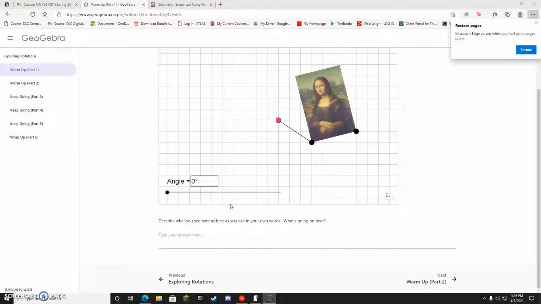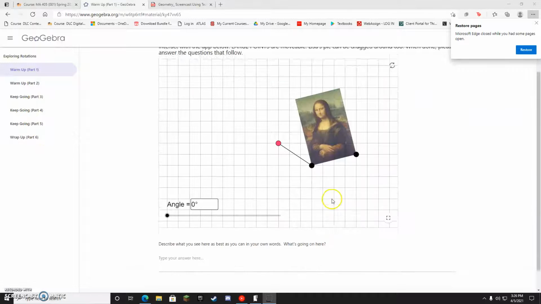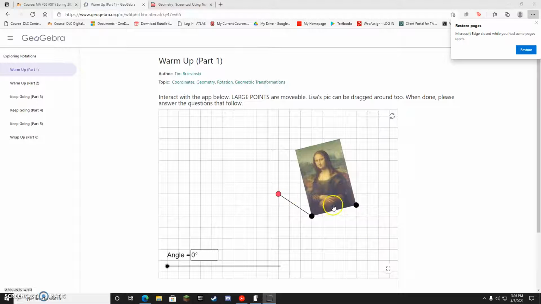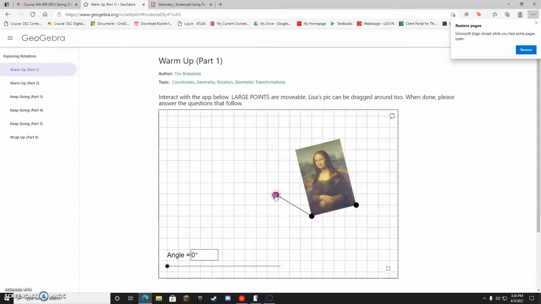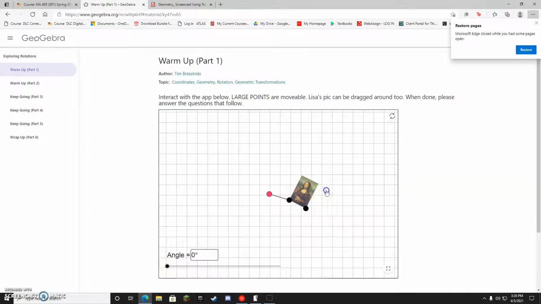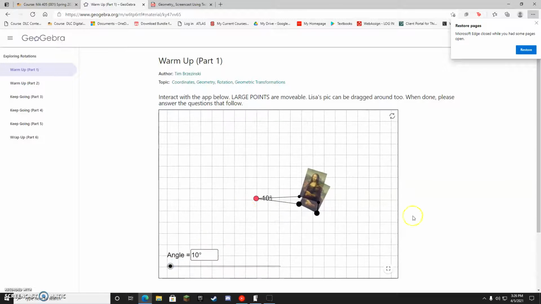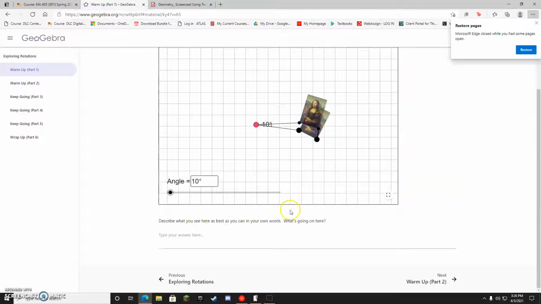Okay, so I did the exploring rotations GeoGebra task. So it has 6 parts in it, from warm-up all the way to wrap-up. And so the first part gives you some movable points. So it has the point of rotation and then the points of the image, or pre-image, I should say. And all it asks you to do in this part is just to move them around and then go ahead and increase the angle of rotation. And it asks you to just describe what you see.